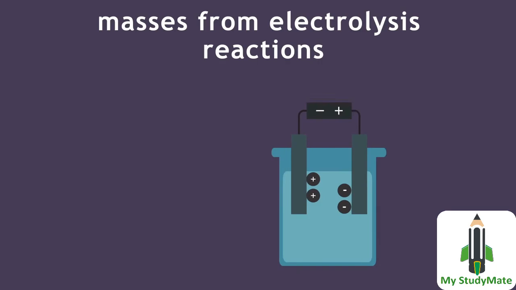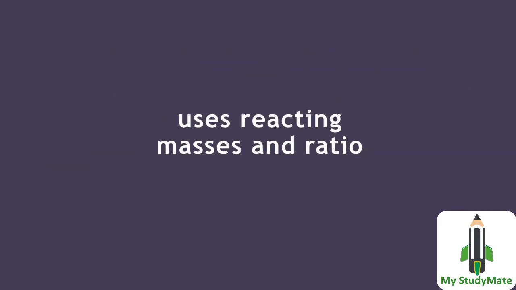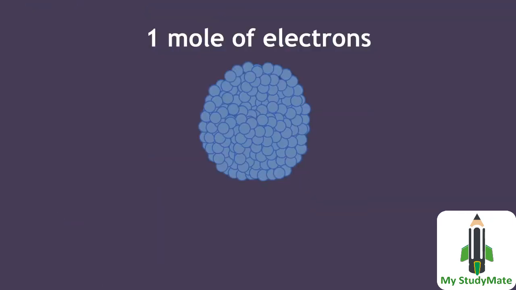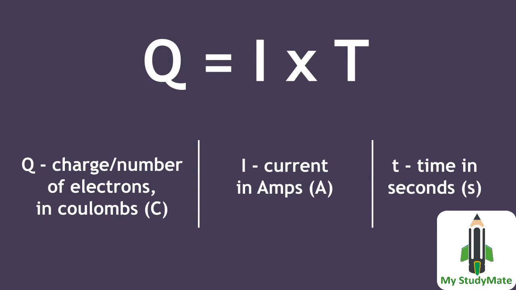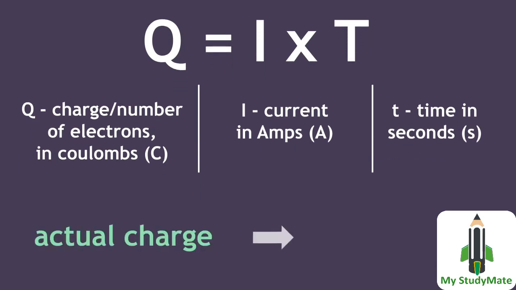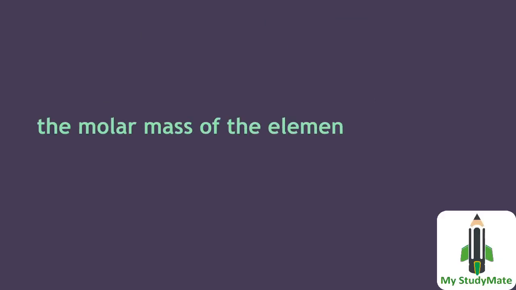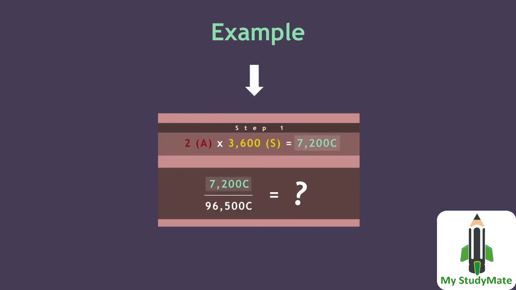In summary, there are 2 ways you can calculate masses from electrolysis reactions. The first uses reacting masses and ratio. The second involves the use of the fact that 1 mole of electrons has a charge of 96,500 coulombs. Using this fact and the formula Q = I × t, you can calculate the actual charge being transferred in a given time. Knowing this and the molar mass of the element in question allows you to use proportion, as shown from the example, to calculate the mass of any unknown from an electrolysis reaction.